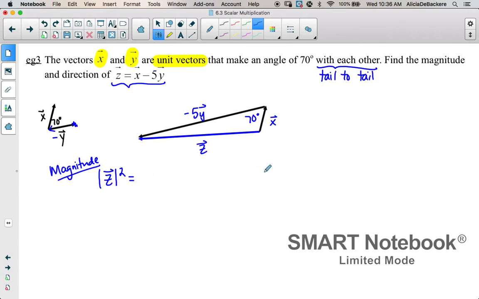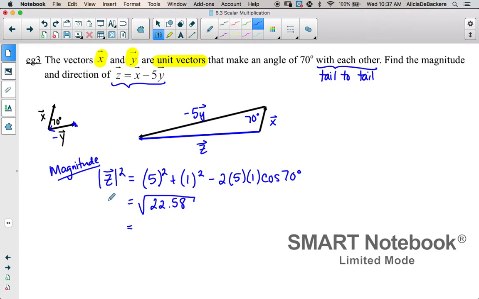Here I'm not going to write out the basic cosine rule. I'm just going to go right into substituting in. I know that the magnitude opposite it is 5 because it's 5 times a unit vector. And this one over here is a magnitude of 1. And the angle opposite vector z is the 70 degrees. And then I'm going to type that into my calculator, and I'm going to get 22.58. I'm going to square root this to get just vector z by itself, the magnitude, I should say, of vector z. And this is coming out to approximately 4.8.